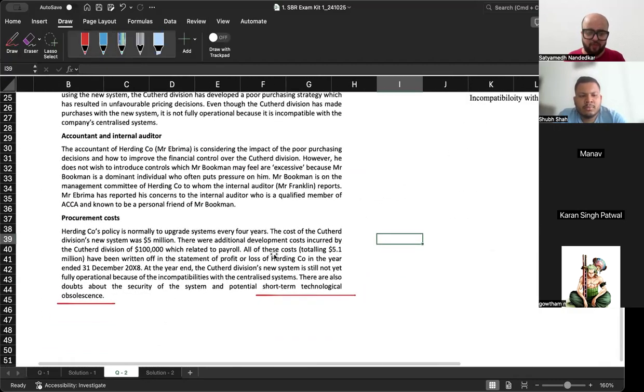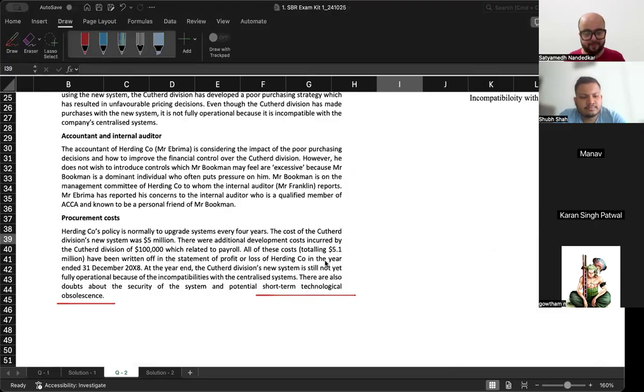Tell me, first of all, should this be capitalized? 1 million, should I? Should be or should not be? Sir, it should be. And why are you saying that? Sir, the new system will give future economic benefits. Okay.